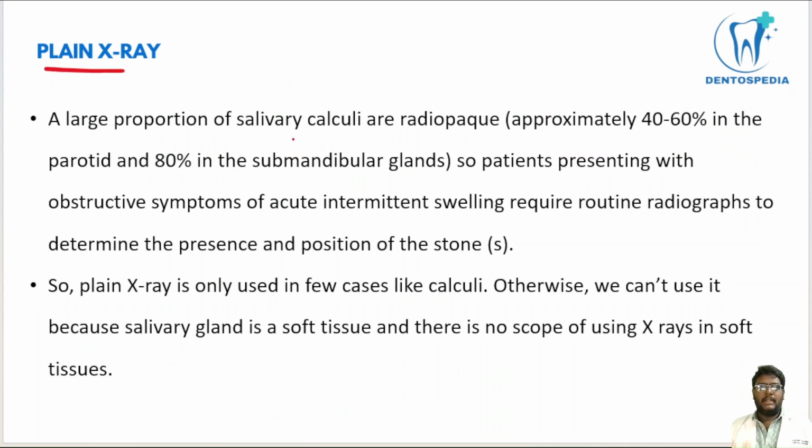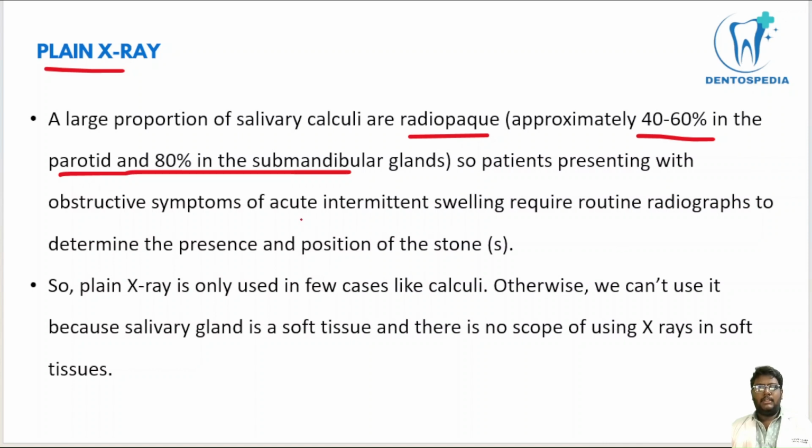A large proportion of salivary gland calculus are radio opaque in nature. Okay, they appear white in radiographs, approximately 40 to 60% in parotid and 80% in submandibular glands are radio opaque stones. And when we are comparing parotid and submandibular glands, the stone formation is common in submandibular glands because of the nature of the ducts and the path of the submandibular gland duct, and also the viscosity of the saliva produced by the submandibular gland is more viscous than parotid. So because of these reasons, we can see more calculus formation in submandibular gland when compared to parotid.